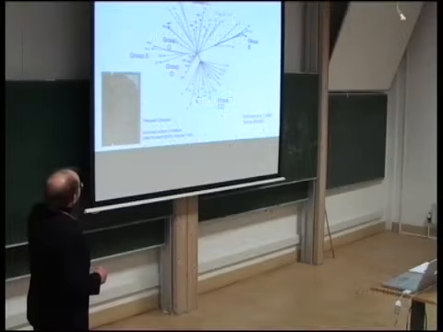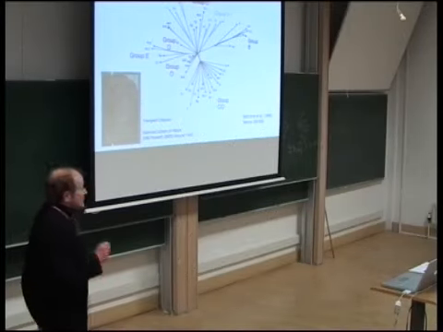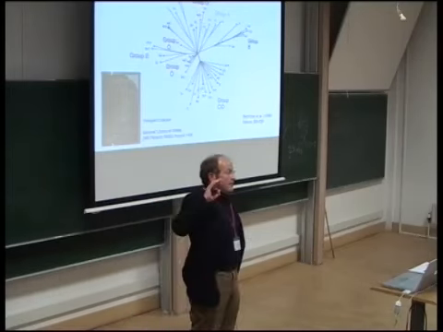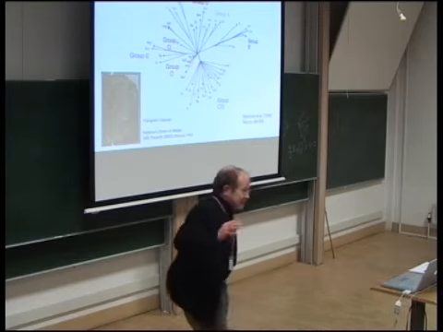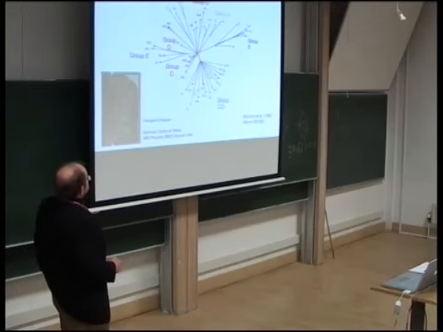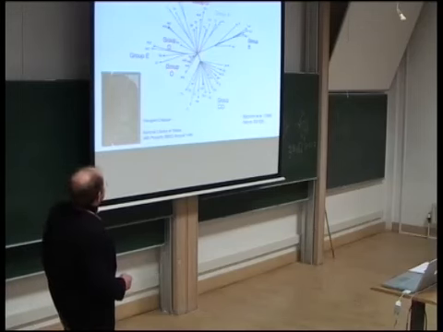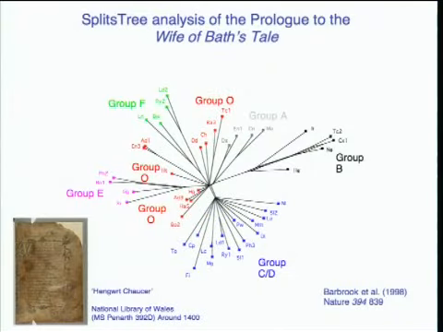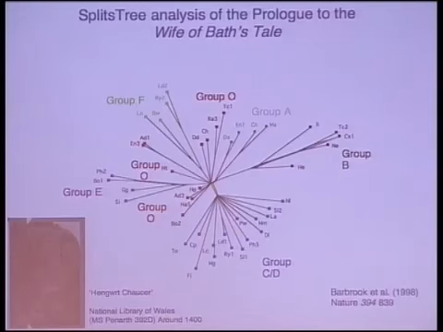So what's very encouraging is that if you compare the results that we get from the splits tree analysis with the conclusions from people who've studied the Canterbury Tales for decades, there is a great deal of consistency. The real scholars had identified different groups of texts, which they called A, B, C, D, and so on, and O for others. And what I've done here is I've colored the different texts according to their groups. So what we can see is that the groups that they recover, like group B, for example, we recover very consistently in the splits tree analysis.